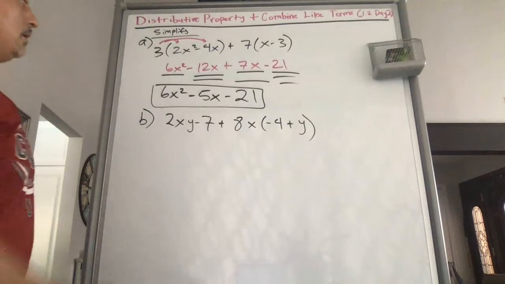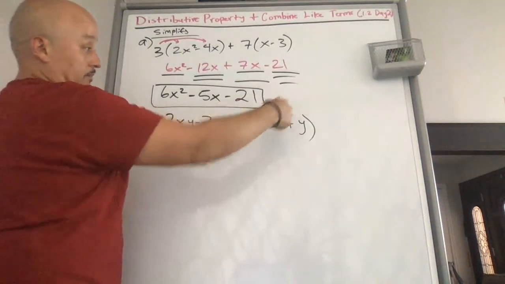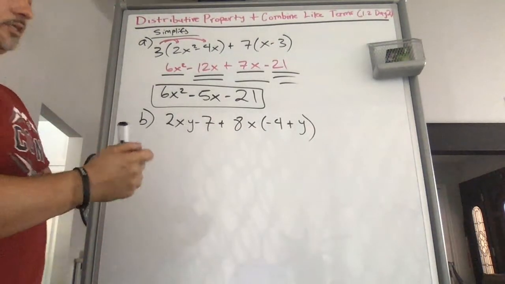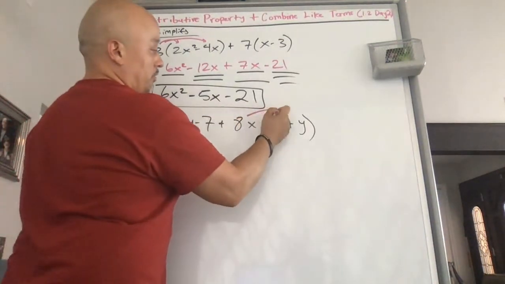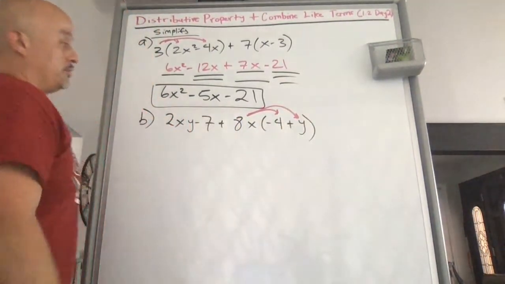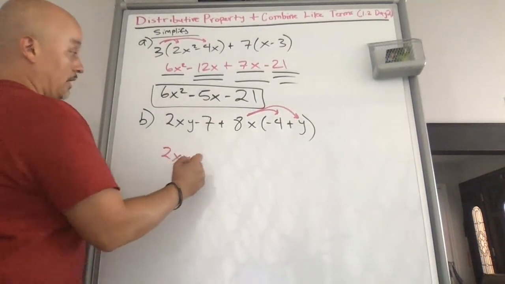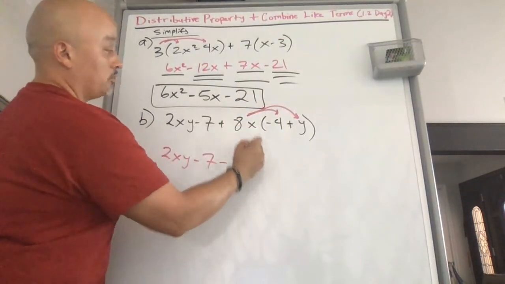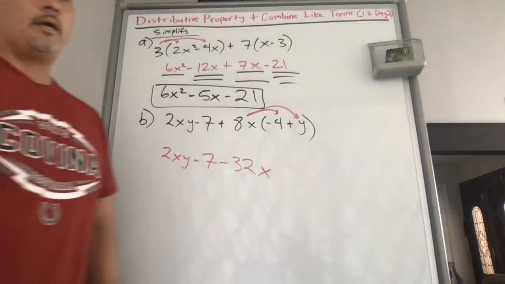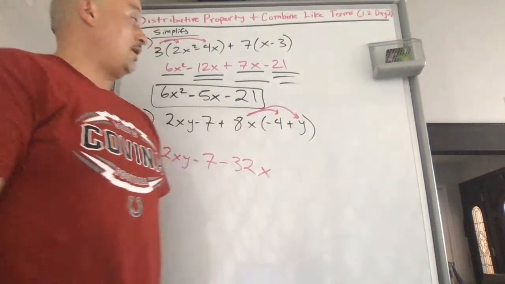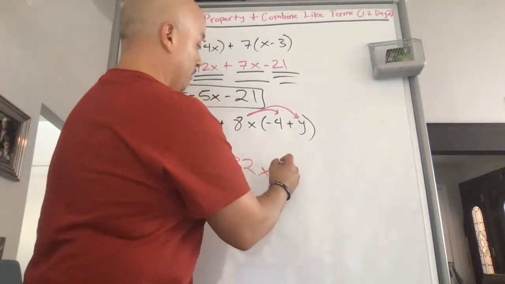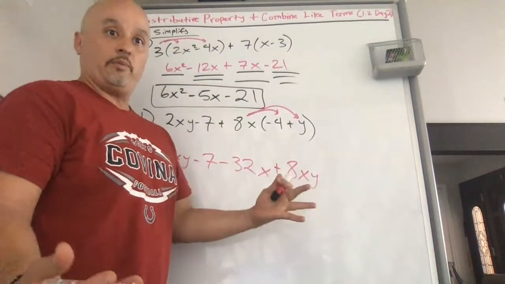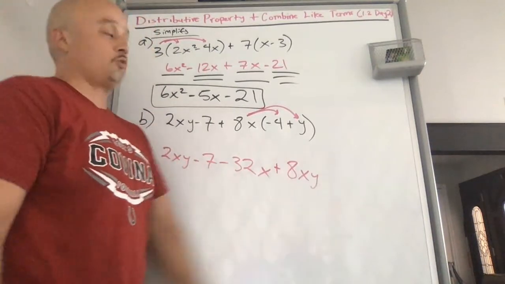This next one here, 2xy minus 7 plus 8x times the quantity negative 4 plus y. Well, I don't have any work to do in combining like terms until I distribute. Once I distribute, I'll have some like terms to combine. So 2xy, bring it down, minus 7, now multiply 8 times negative 4, that's negative 32x, comes along for the ride, and then 8x times y is 8xy, right? When we're multiplying, things that are right next to each other are being multiplied, right? So 8x times y is 8xy.